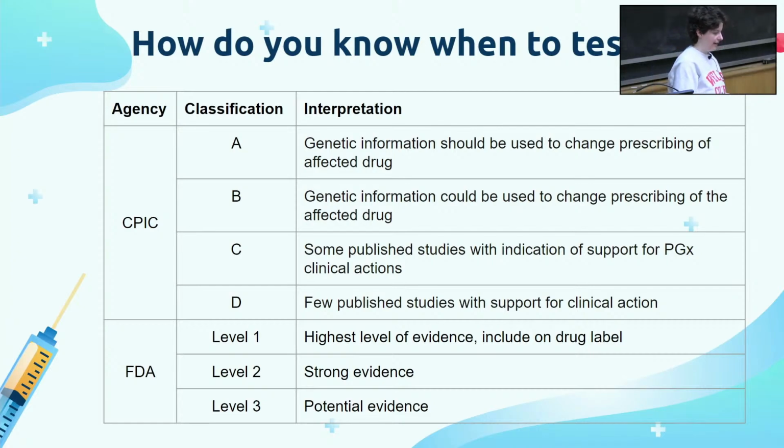FDA, they have 3 levels, so just level 1, 2, and 3. Level 1 is your highest level of evidence. That's when they look at the literature, when they look at the phase 3 trials that were used to approve drugs. They're going to look at all of that, and that's when you have a very high level of evidence, and that needs to be included on the drug label. So that's when they're going to go ahead and say, yep, it needs to be there. Level 2 is going to say there is strong evidence, but they're not going to put it on the label yet. Level 3 is there's potential evidence, like it could be a thing, but probably more research needs to be done.